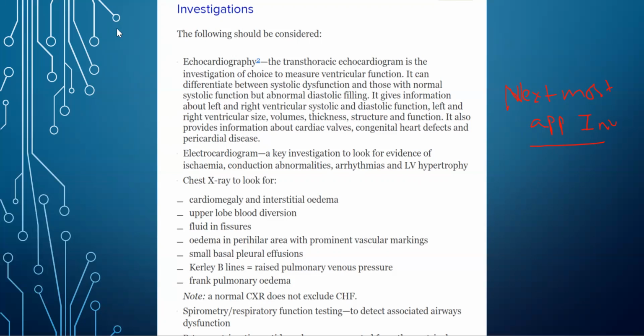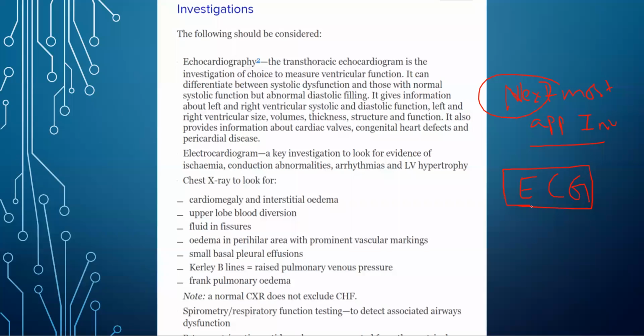Anyone? Yes, ECG, right? The next most appropriate means initial. So what we do initially, we don't do cardiac enzyme before doing ECG, right? So first thing that you do is do an ECG first.